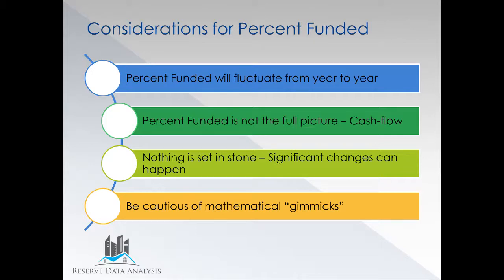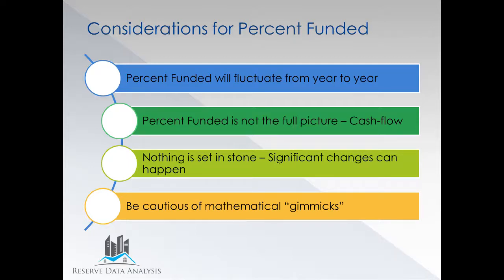Nothing is set in stone. Significant changes can and will happen to the reserve account, and the percent funded figures will absolutely change based on budgeting decisions. This could be an increase or decrease to the allocation rate, a stagnation to the allocation rate to the reserve account for many years. It could be project expenses that are much higher or lower than what were projected. It could be additional expenses related to those component projects that came up, perhaps due to deferring a project where you have significantly higher cost.